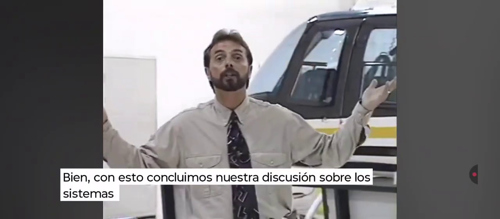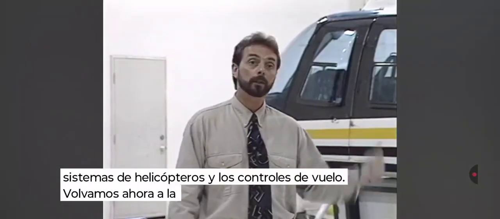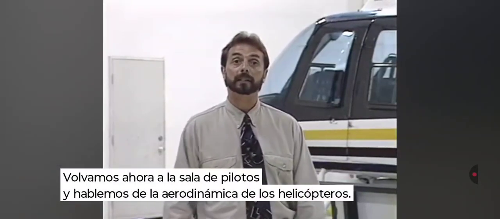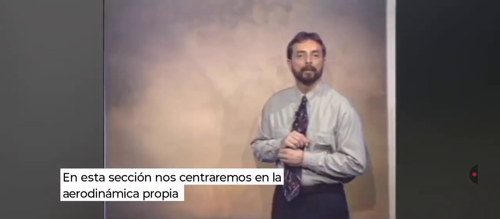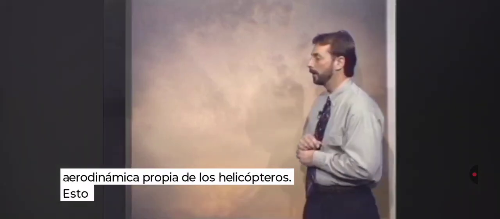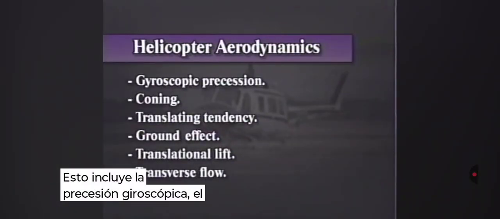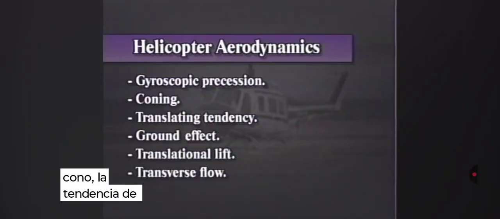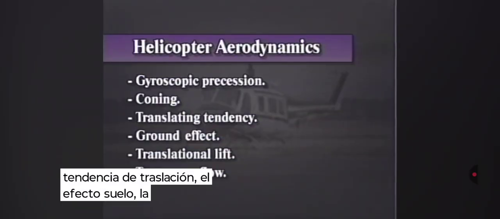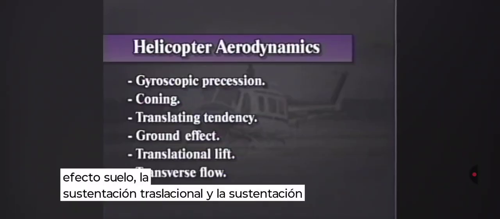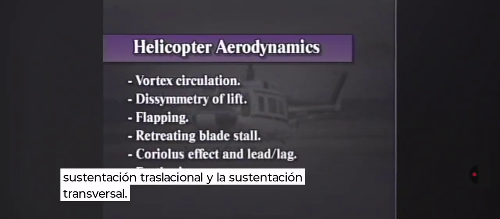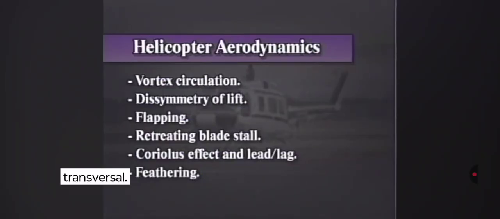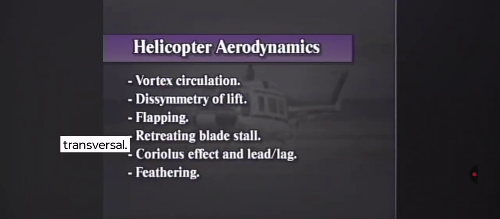Well, that concludes our discussion of helicopter systems and flight controls. Let's go back to the pilot lounge now and talk about helicopter aerodynamics. In this section, we're going to focus on aerodynamics unique to rotorcraft. This includes gyroscopic precession, coning, translating tendency, ground effect, translational lift, transverse flow, vortex circulation, dissymmetry of lift, flapping, retreating blade stall, Coriolis effect and lead lag, and feathering.